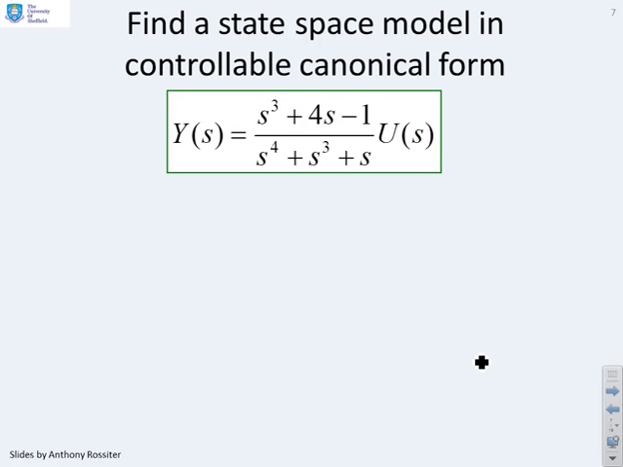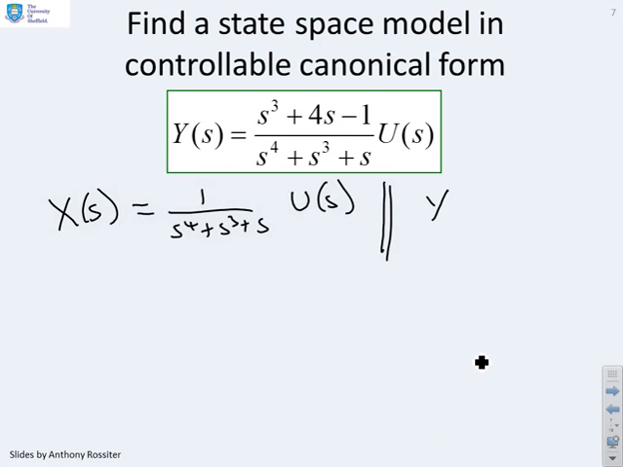Question 2 then. Find a state space model in control canonical form, and now we've got the system as a transfer function, but we're going to use a similar trick to before. What I'm going to do is first of all solve for x of s equals 1 over s to the 4 plus s cubed plus s into u of s, and after that I will write y of s equals s cubed plus 4s minus 1 into x. So that's how I'm going to solve this particular problem.